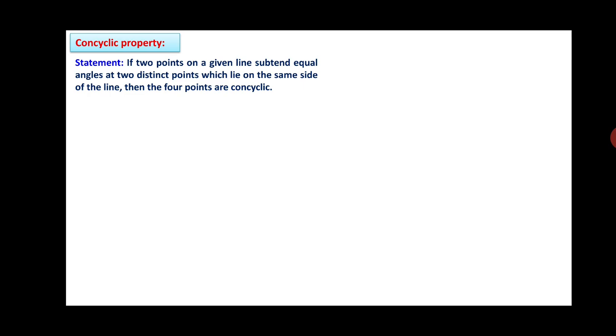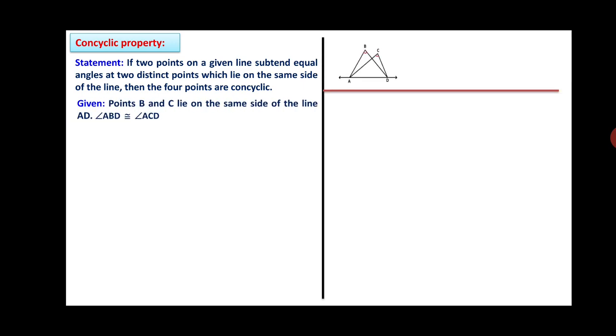If two points on a circle on a given line subtend equal angles at two distinct points which lie on the same side of the line, then the 4 points are concyclic. We have to prove this one. So, from this figure, we can write the given thing. Points B and C lie on the same side of the line AD. Therefore, angle ABD is congruent with angle ACD. Therefore, you have to prove that these 4 points A, B, C and D are concyclic.